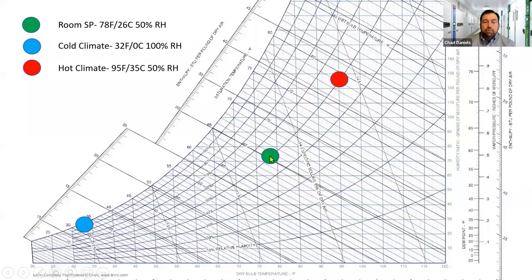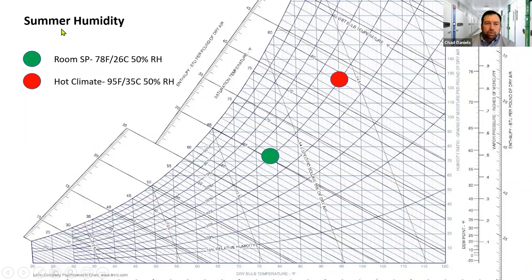Now, our two examples of a cold climate and a hot climate are recognized here. With the blue dot, I've selected 32 Fahrenheit or 0 Celsius and 100% relative humidity. And then I've also selected a hot or warm climate, and that's recognized here with the red. That's at 95 Fahrenheit or 35 Celsius, and I've put it on the same 50% relative humidity curve. So how does that have anything to do with what we deal with in extreme conditions?